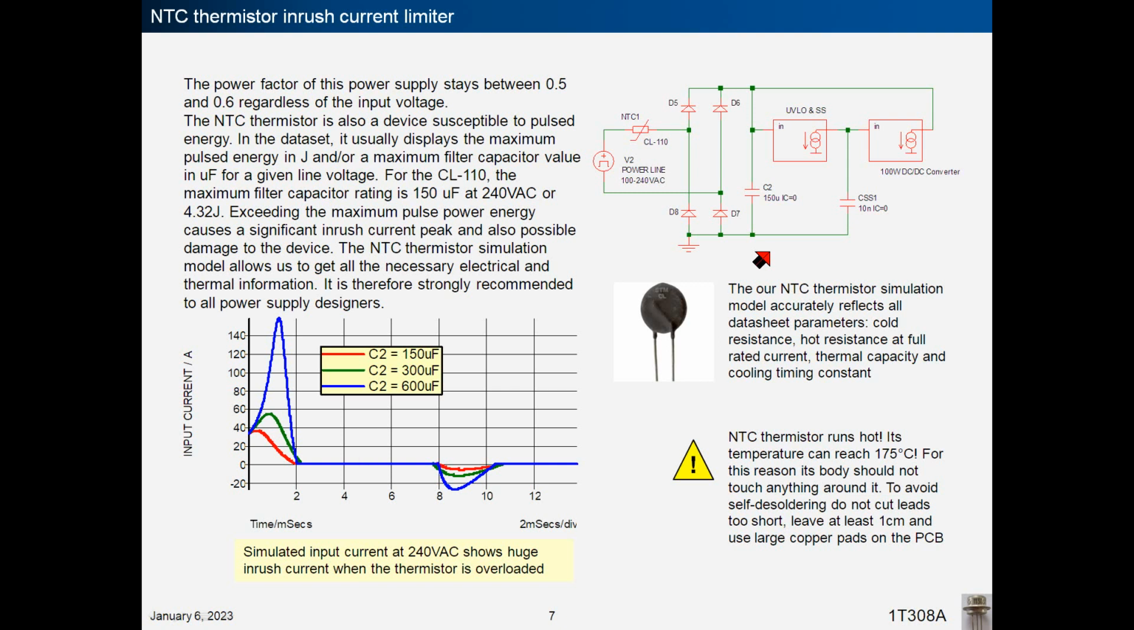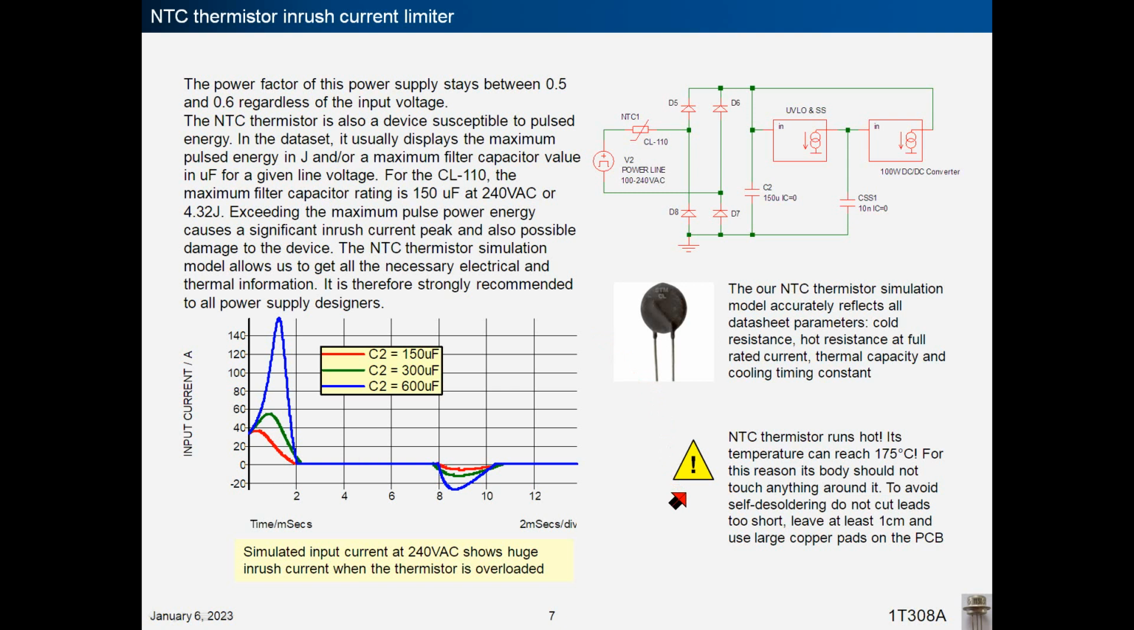The NTC thermistor simulation model allows us to get all the necessary electrical and thermal information. It is therefore strongly recommended to all power supply designers. The Aura NTC thermistor simulation model accurately reflects all datasheet parameters: cold resistance, hot resistance, full rated current, thermal capacity, and cooling time constant.